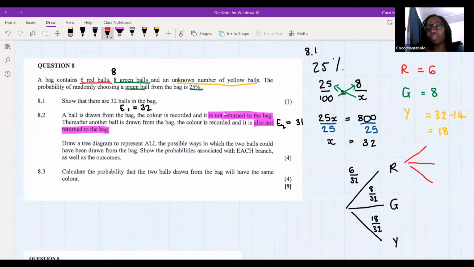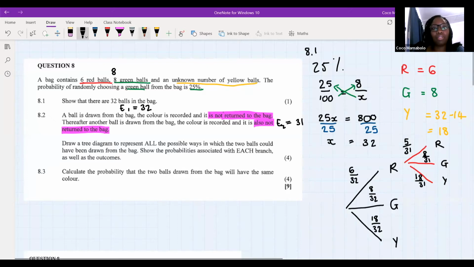Okay. Now, if I get a red one again, my probability over here will change from 6. There'll be 1 less if I drew a red one. So I would have 5/31. But my green one would stay the same. So this would be red, this would be green and yellow. The green would stay the same, so I would still have 8, but instead of 8/32, I'd have 8/31. And for the yellow, I would have 18/31 because there'd be 1 less.